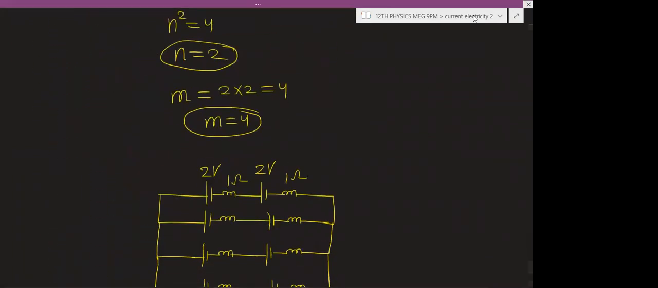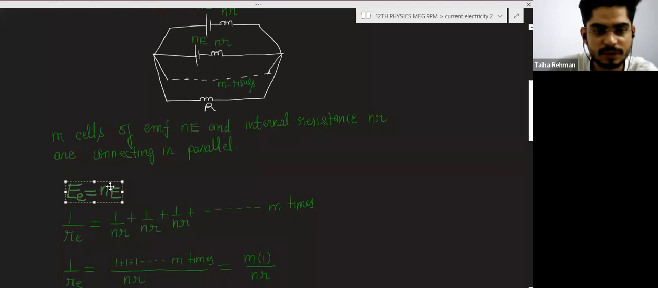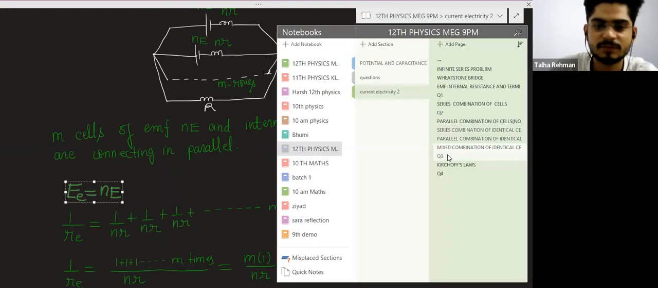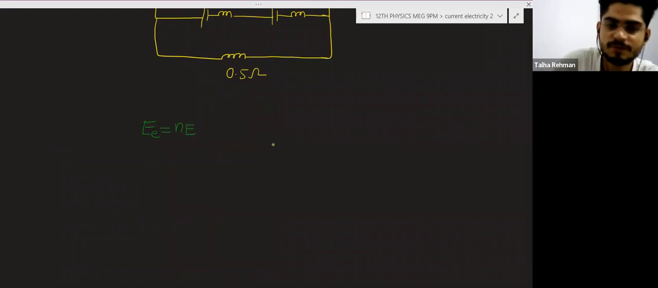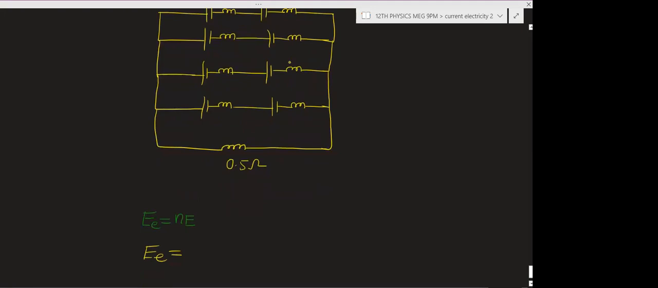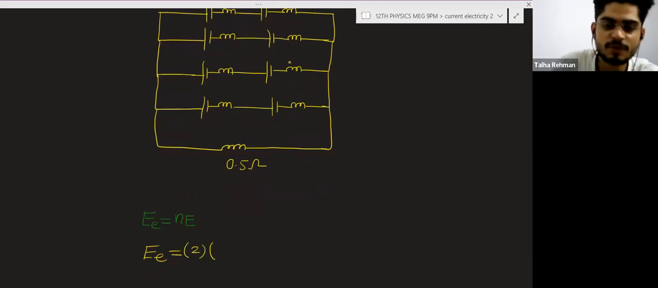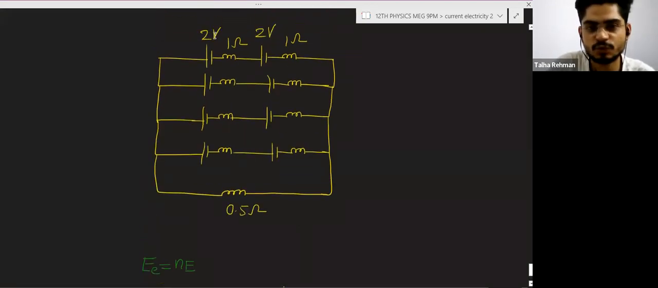I have told you a formula in the mixed combination: equivalent EMF is equal to the number of cells connected in series and EMF of one cell. So E equivalent, how many cells are connected in series? Here 2. And what is the EMF of one cell? 2. So what is the answer? 4 volt. From here also you can calculate. This is 2, this is 2, it will become 4 volt.